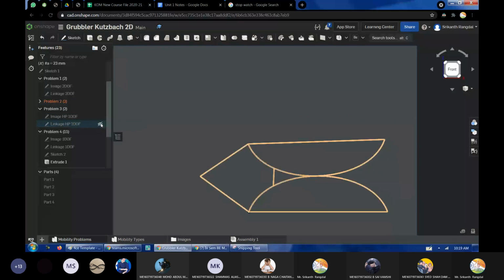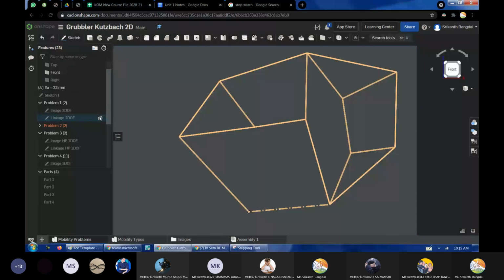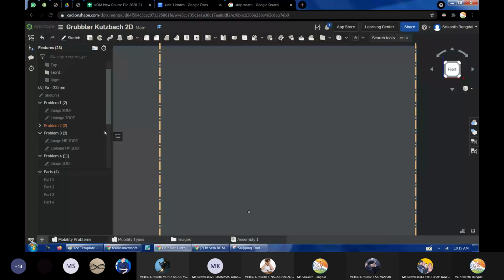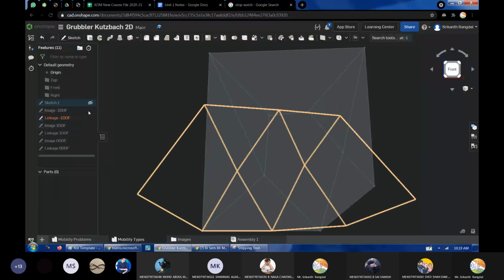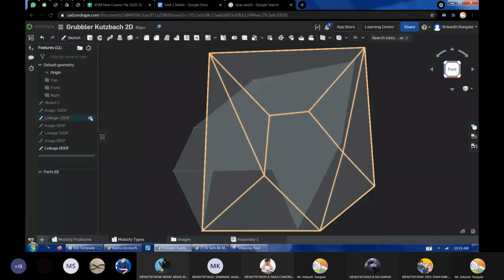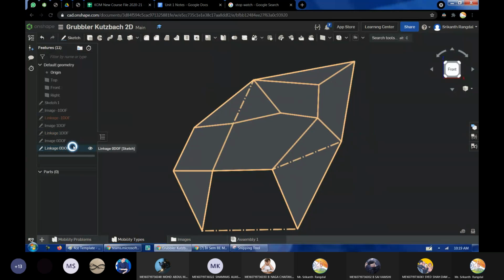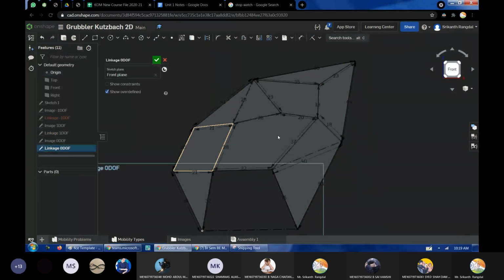This is another one. This is yet another. I think I've kept it here. Degree of freedom is 0. So what happens if the degree of freedom is 0? Now in this mechanism, you can see if you count the number of links and number of joints and feed it in the mobility equation, you will get the mobility of this mechanism as 0.